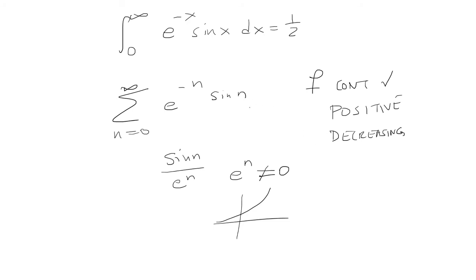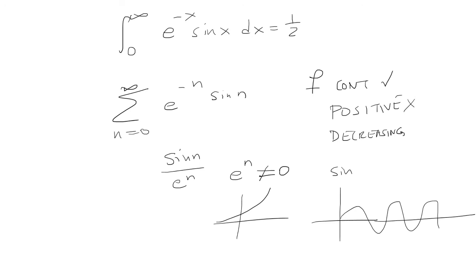Is it positive? Well, the answer is no. Sine of n, we know sine of n oscillates between being positive, negative, etc. So it goes back and forth. So we can find an n value when it's positive, or we can find an n value when it's negative. So this is not true.